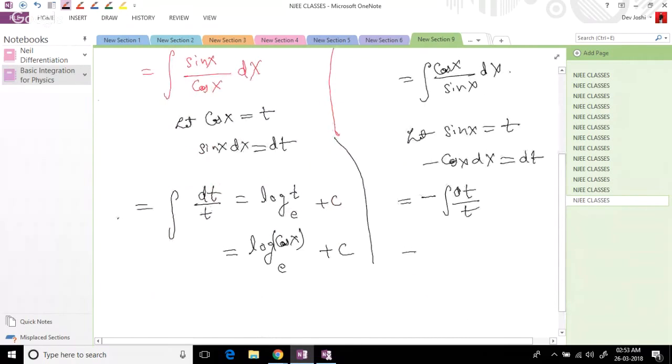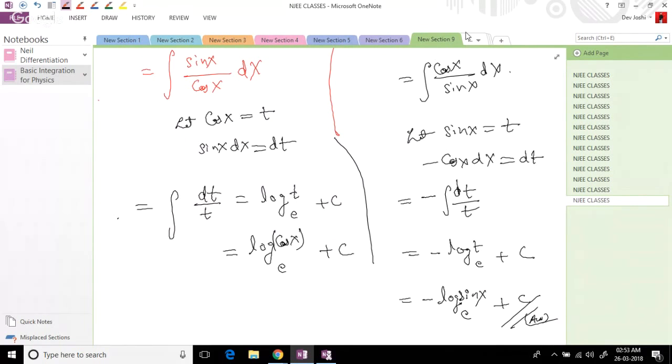So that is equal to log t on the base e plus c, because the integration of 1 upon x is log x, right? So the value of log t is what? Sin x. So it is log of sin x on the base e plus c. So that is how you have the final answer. Correct? So I hope you understand the very basic things based on integration by substitution.